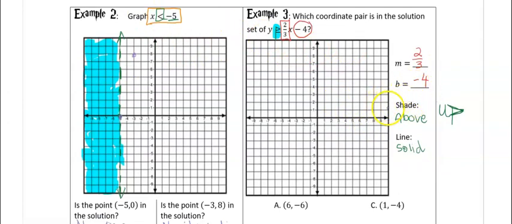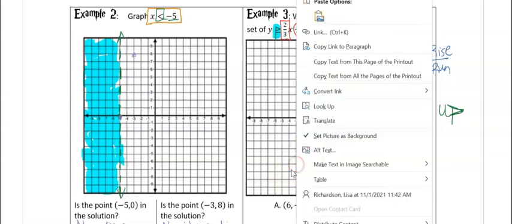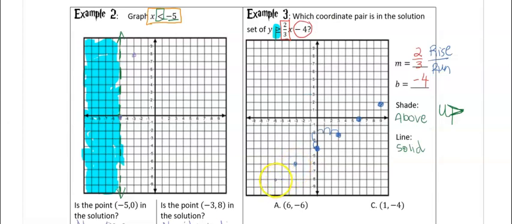Let's start with my y-intercept. So my y-intercept will always be on my y-axis. So -4. And then my slope, 2 over 3, tells me how I'm going up and to the right. So rise over run, right? So up 2 over 3. And I just keep going. Okay. So I formed my dots. Now I can draw my solid line.